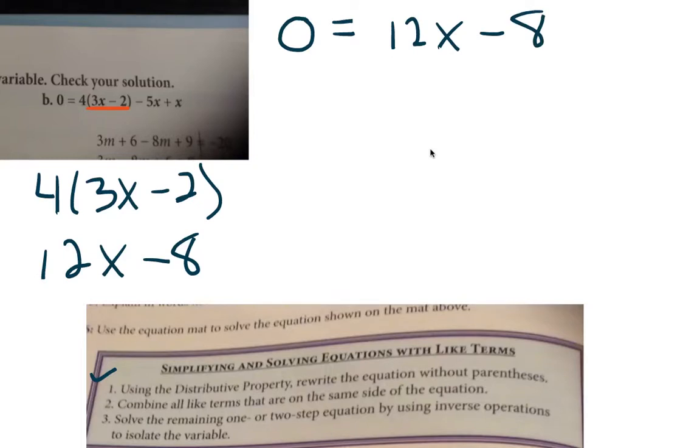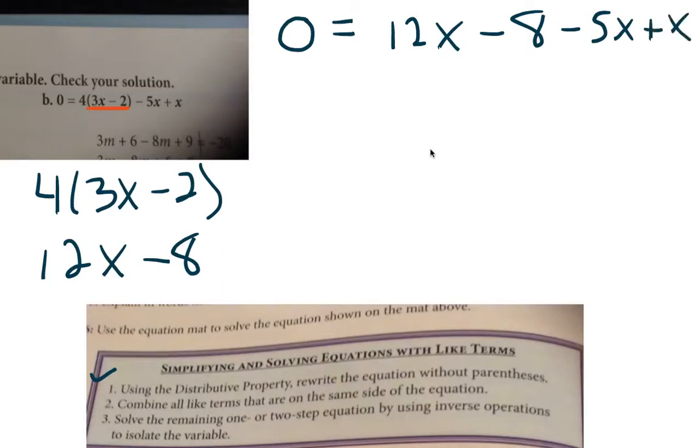Next one, we're going to have to use the distributive property, so we're going to start with that, just kind of off to the side. We're going to simplify 4 copies of 3x minus 2. So we're just going to ignore the rest of the equation and just simplify this part. It's 12x minus 8. Now we're going to rewrite the equation. 0 equals, instead of using the parentheses, we're going to write 12x minus 8, and the rest of it, minus 5x plus x.